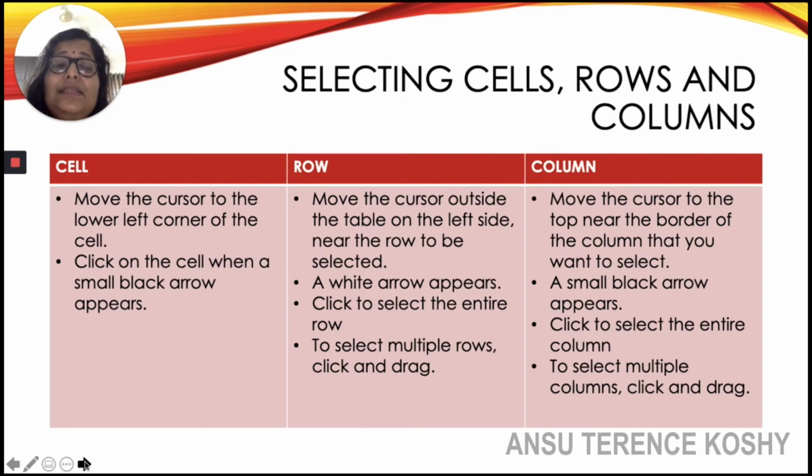Now, how to select a column? For that, you need to move the cursor on the top to the column that you need. A small black arrow appears. You need to click on it. The entire column gets selected. To select multiple columns, you just need to drag towards the side you want, to the number of columns you require. That many columns will be selected.